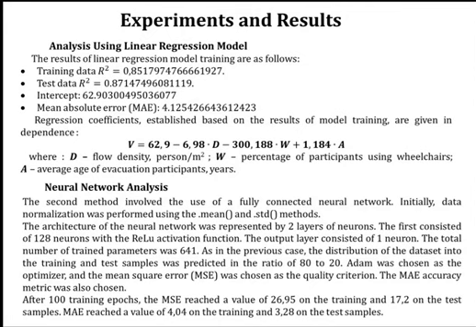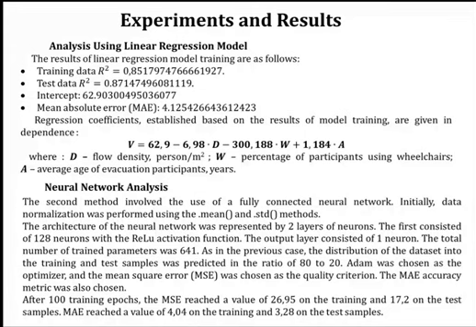The main results of linear regression are on the slide, and the mean absolute error was 4.12. Also, the coefficient of correlation was about 0.87. Also, we used the second method. We used a fully connected neural network.